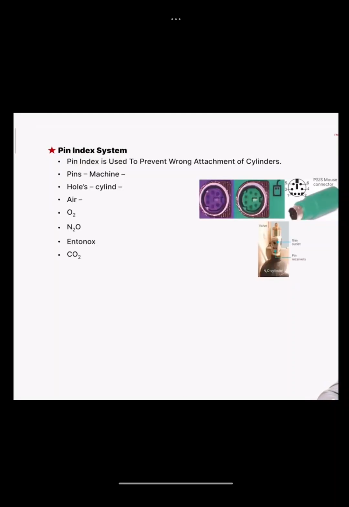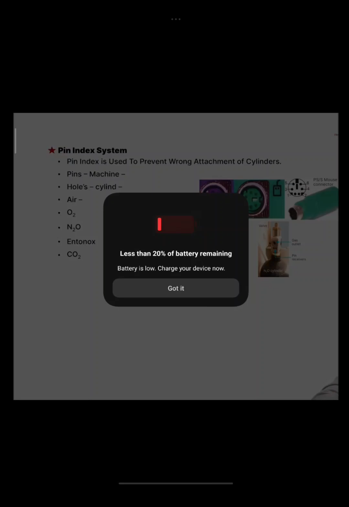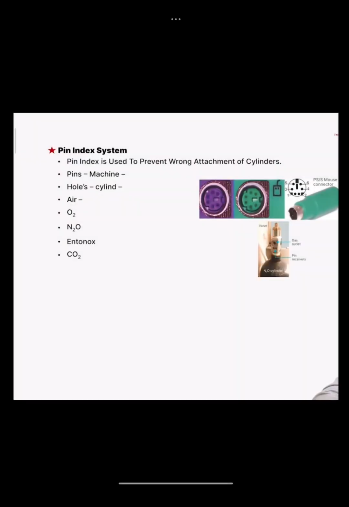Next, pin index system. Now guys, remember the cylinders are usually attached to the machine with the help of a steel assembly called the yoke valve assembly. In the yoke valve assembly, there is an integrated system that prevents wrong attachment of the cylinder. That system is called the pin index system. Different gases are given different pin index systems. Pins are basically on the machine and holes are on the cylinders. So the pin index system is used to prevent the wrong attachment of cylinders.